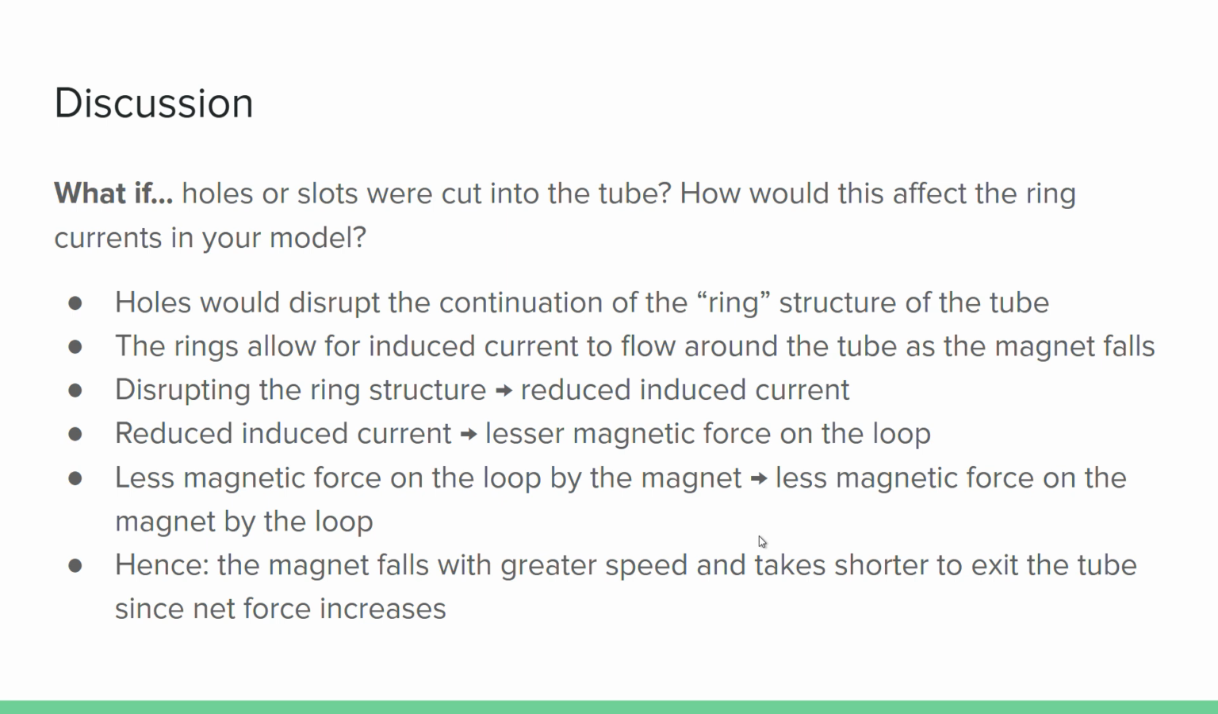On the other hand, if holes or slots were cut into the tube, this would have the opposite effect on the ring and the currents in our model. The holes would disrupt the continuation of the ring structure of the tube, which would otherwise allow the induced current to flow around the tube as the magnet falls. Thus, if we disrupt this structure, we reduce the induced current, which makes the magnetic force on the loop less and makes the magnetic force on the magnet by the loop less, and hence the magnet falls with greater speed and takes less time to exit the tube since the net force increases.